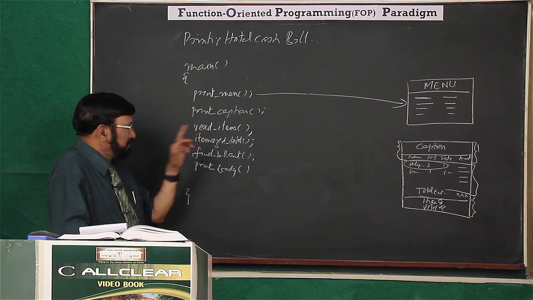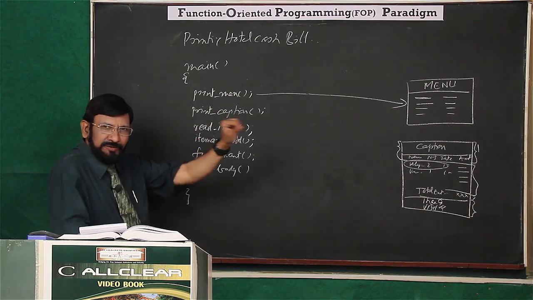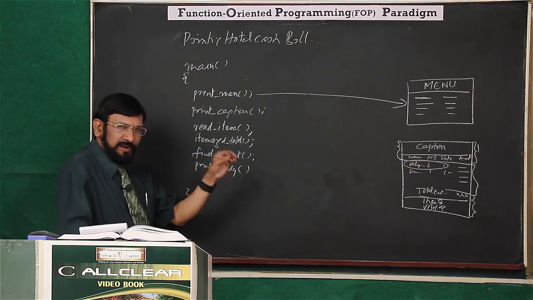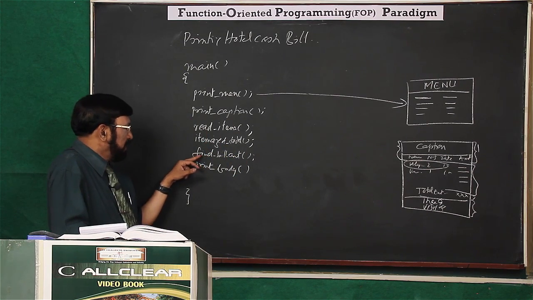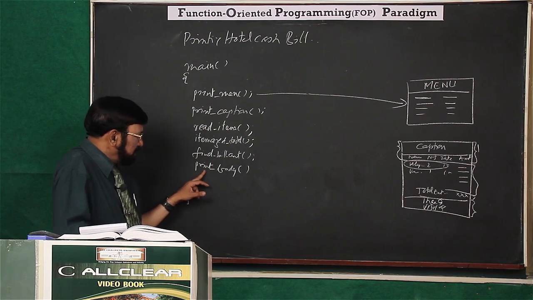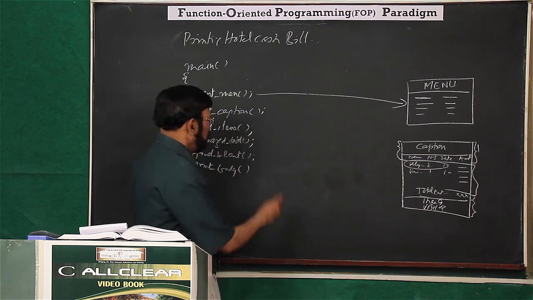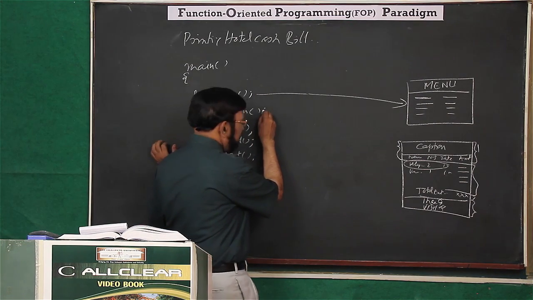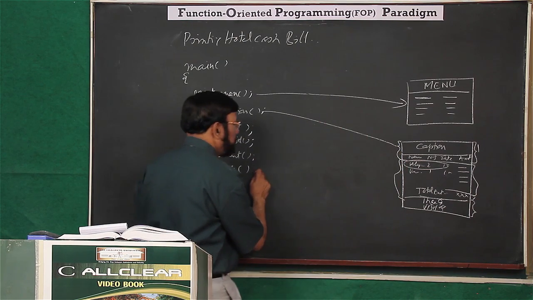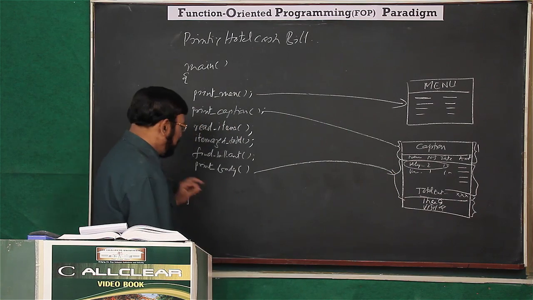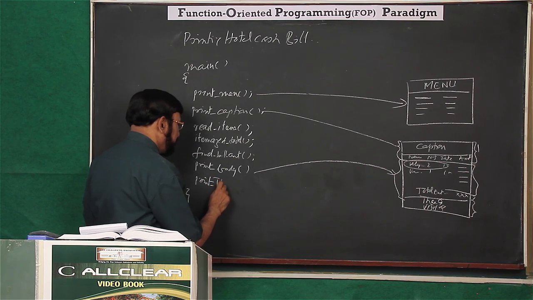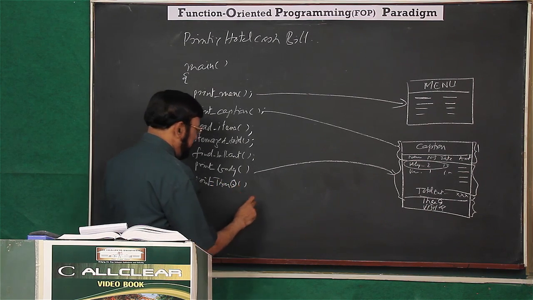Now you see, read items: items are read and stored in the memory. Nothing is displayed. Itemized total is calculated and stored in the memory. And find bill amount is calculated and stored in the memory. So, what is required? Now, print caption prints this one, and print body prints this one. Next, what is required? Print thank you. Let us name it as thank you. It prints this.